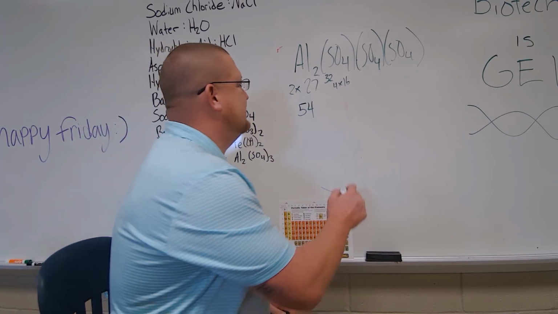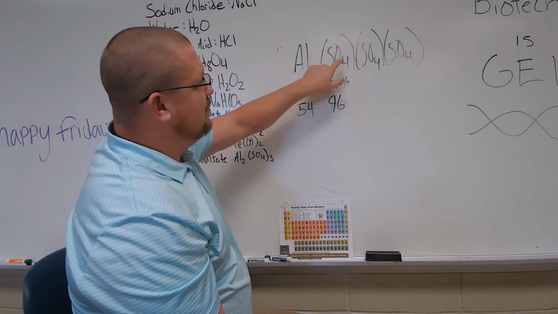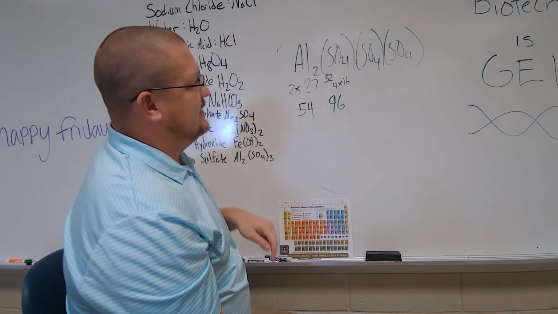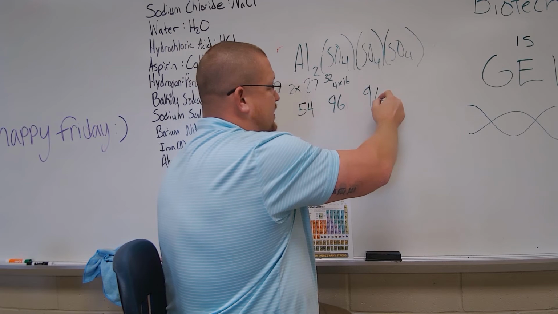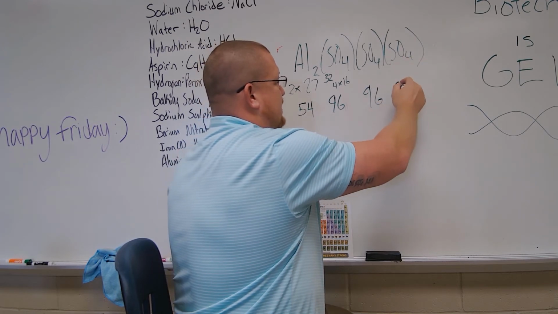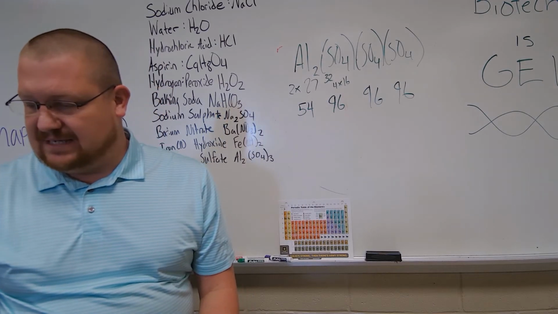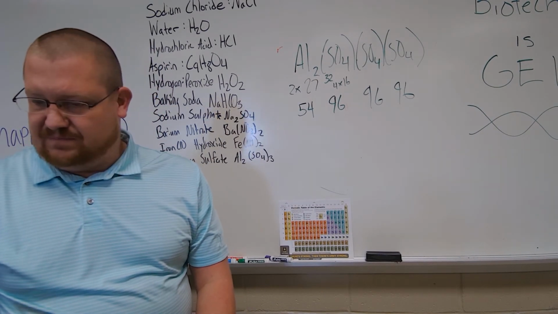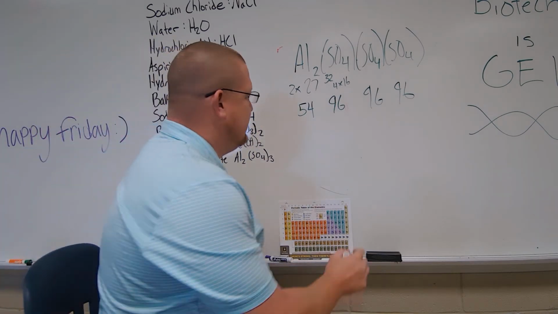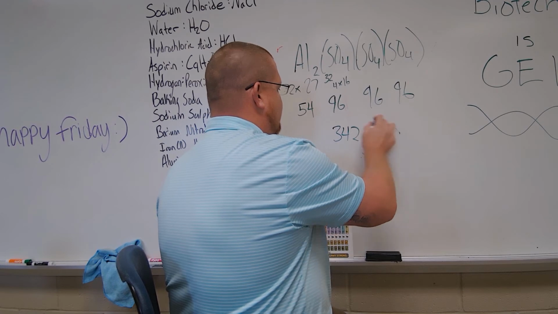So this is 96. So this 1 sulfur and 4 oxygens in here is 96. I also have 1 sulfur and 4 oxygens in here. 1 sulfur and 4 oxygens in here. 96. I just add them all up, right? 96 times 3 plus 54. 342 grams per mole.